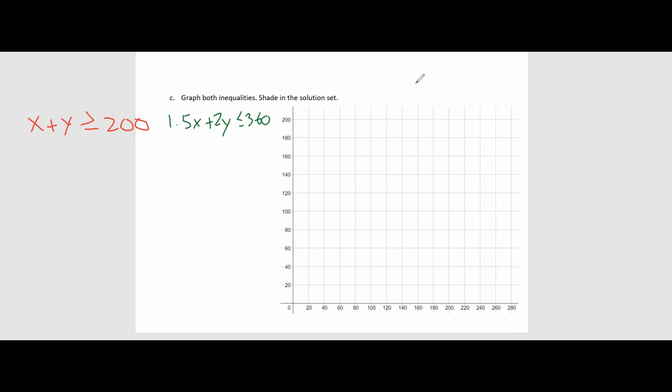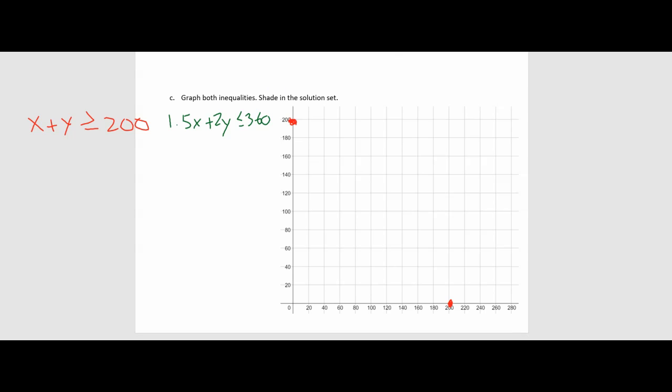So x plus y is greater than or equal to 200. I'm going to graph this using the intercepts. And I'm not going to go through all the work, but if you substituted in 0 for y to find the x-intercept, and 0 for x to find the y-intercept, you would notice that both those intercepts are 200.